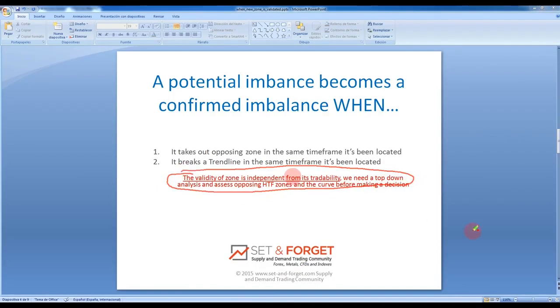I'm doing it very quick, okay? Because I have it very clear in my mind, but you can pause the video and all that. You will see the validity of the zone depends on its tradability. We need to make top-down analysis and assess opposing high time frame zones and the curve before making any decision. So if the curve is used up and you have brand new wow longs against it, it's time to be aggressive.